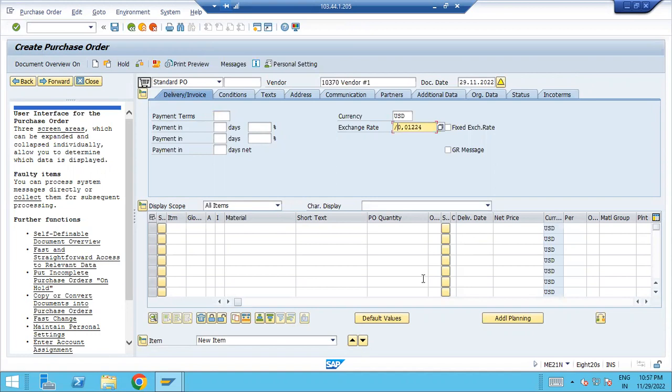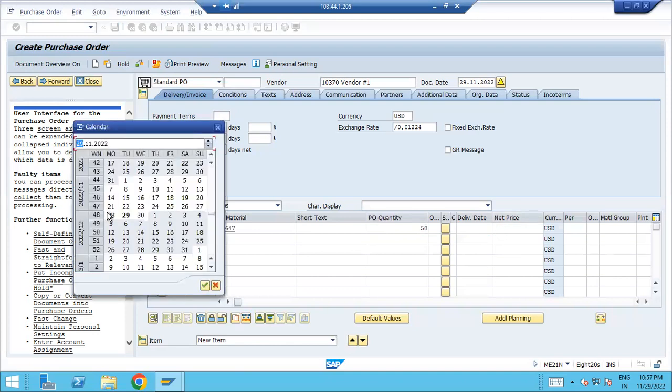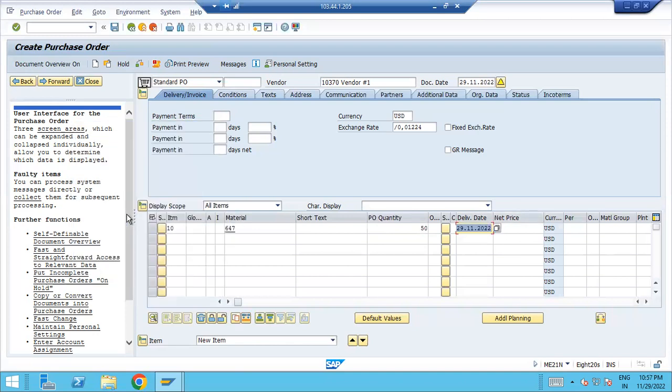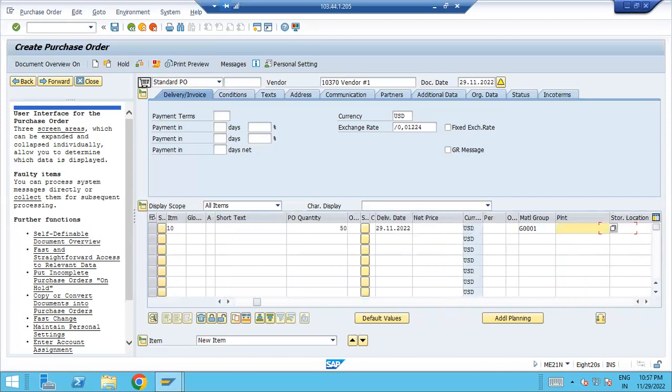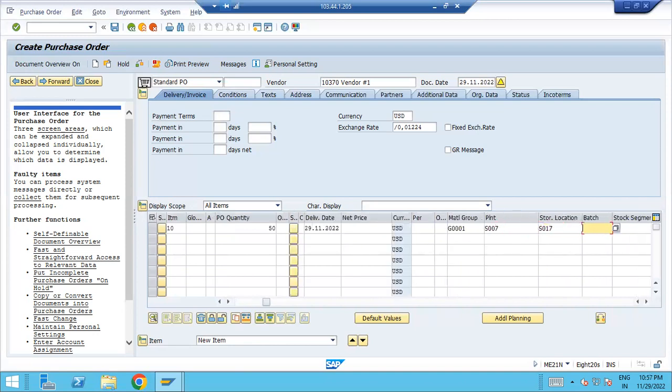So I'm going to create the purchase order with whatever rate is updated in the system. Material number 647 I'm going to purchase. And let's take the quantity as 50 units. Expected delivery date, material group, plant, storage location.